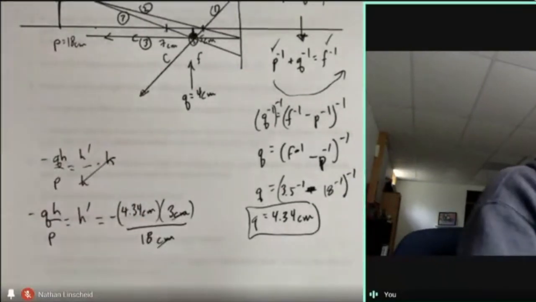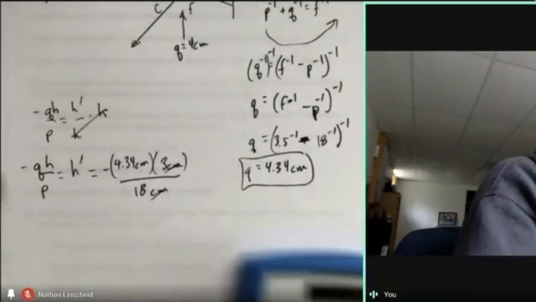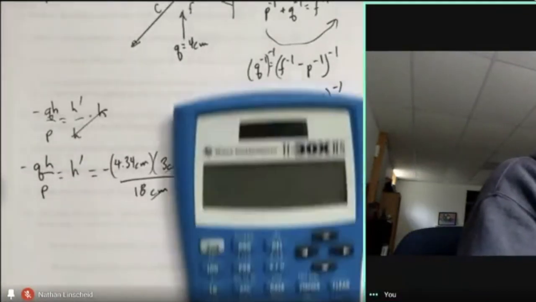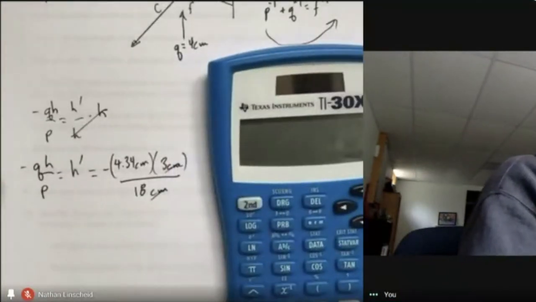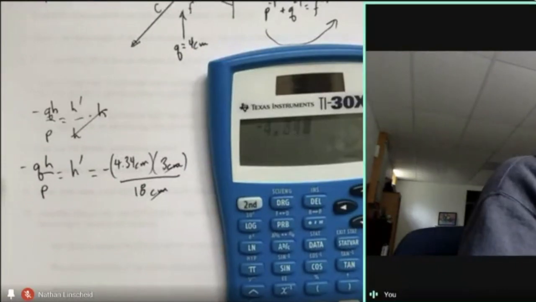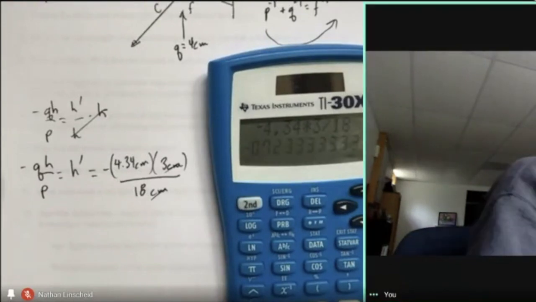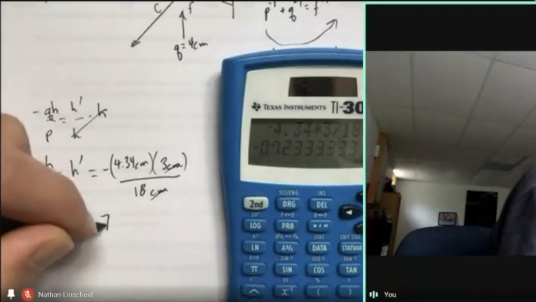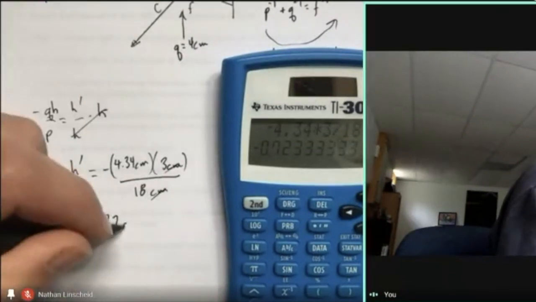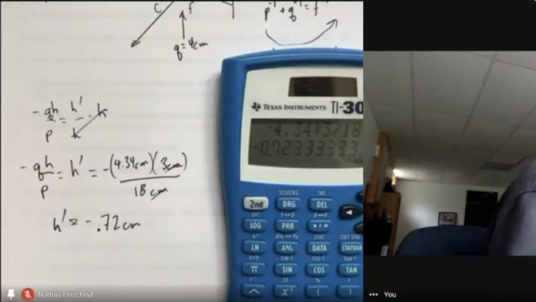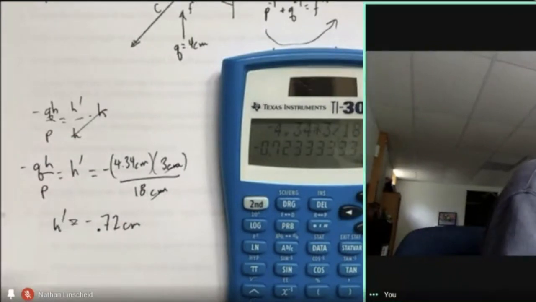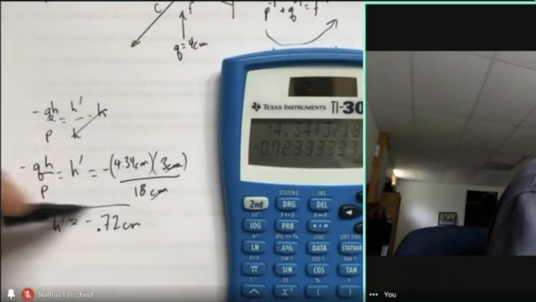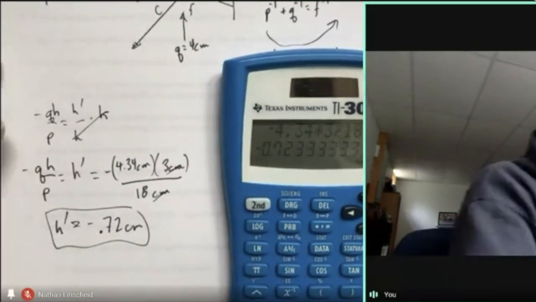And 2 of those centimeters will cancel out. And what I get here then is negative 4.34 times 3 divided by 18. And that's negative 0.72 centimeters. Okay, now what does that negative sign mean? It means that it's an inverted image, and therefore it's also real. So this is the height. All right, so that's number 1.